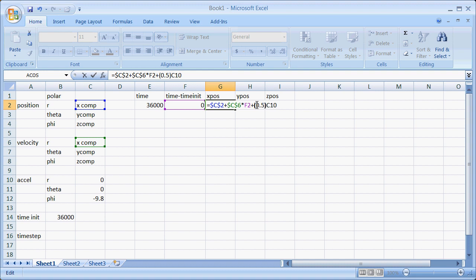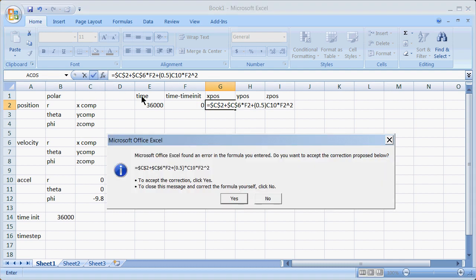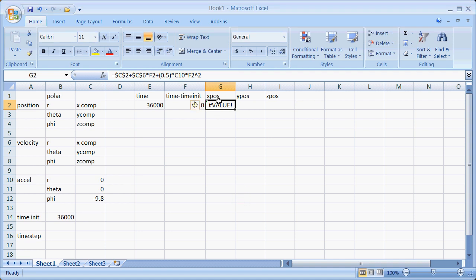0.5 times that x component times this to the second power. I think that will work. You see, it's not calculating. I might put an x position one there and y position one there and get a value. Same for the y, same for the z.